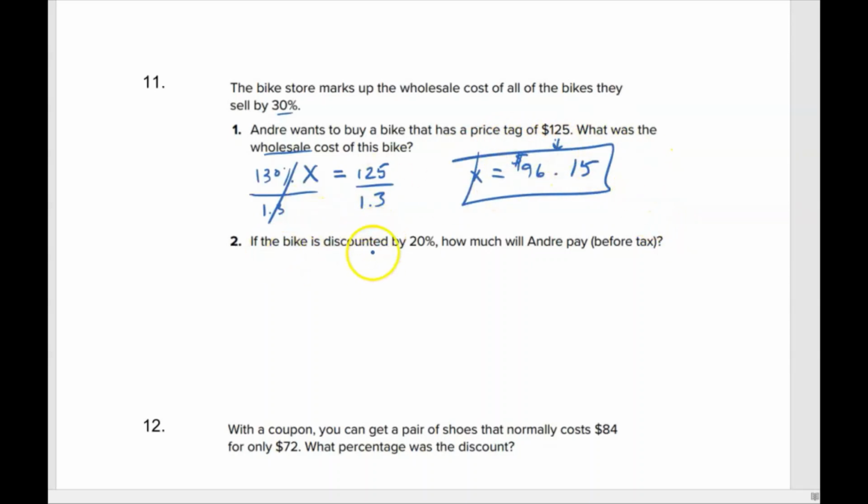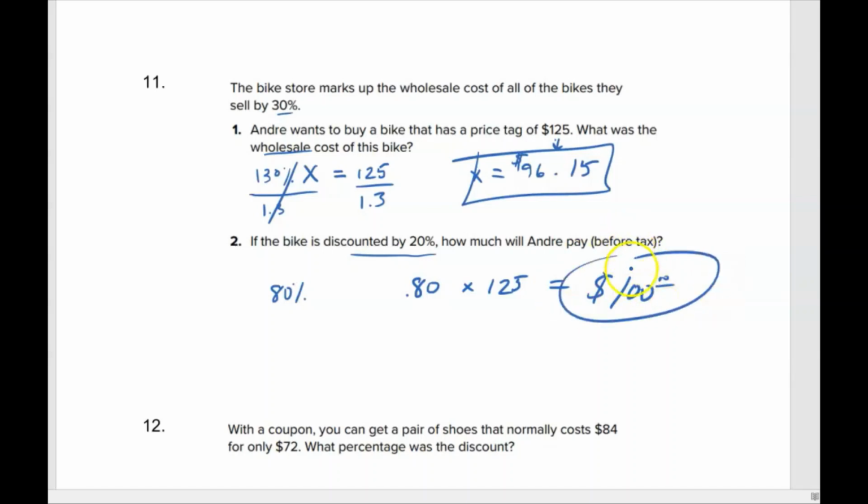Number 2 says, if the bike is discounted by 20%, how much will Andre pay before tax? Well, the way I like to think about this is if it's discounted by 20%, I'm paying 80%. So I would take 0.80 and multiply it by the price tag to come up with my total. When I do that, 80% of 125 is $100. And again, this is before tax. We don't have to worry about tax.